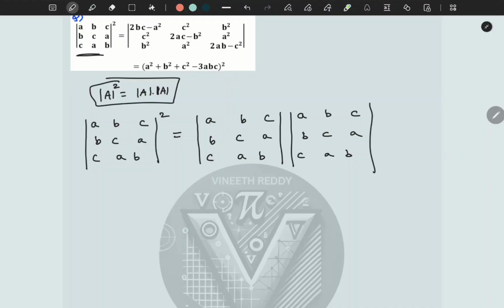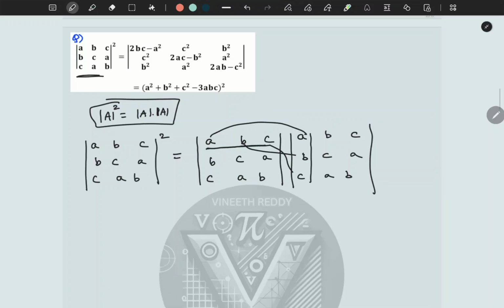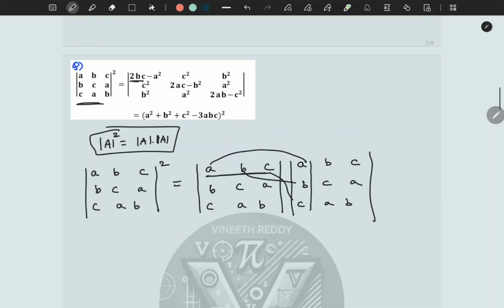And now we'll do one thing. If I directly multiply, now when it is determinant multiplication, we can multiply row by row or row by column. What I mean to say is I can multiply this row with this column also. But if I do that, what will I get? A square plus B square plus C square. But what do I want here? 2BC minus A square. So that doesn't help us, right? See, we want minus A square here.